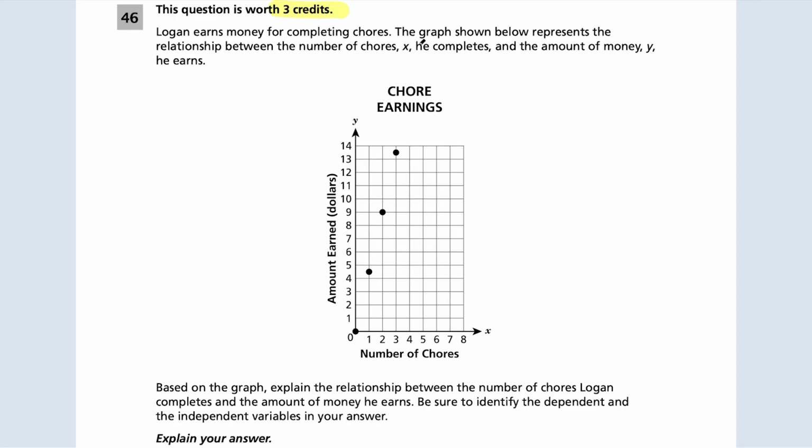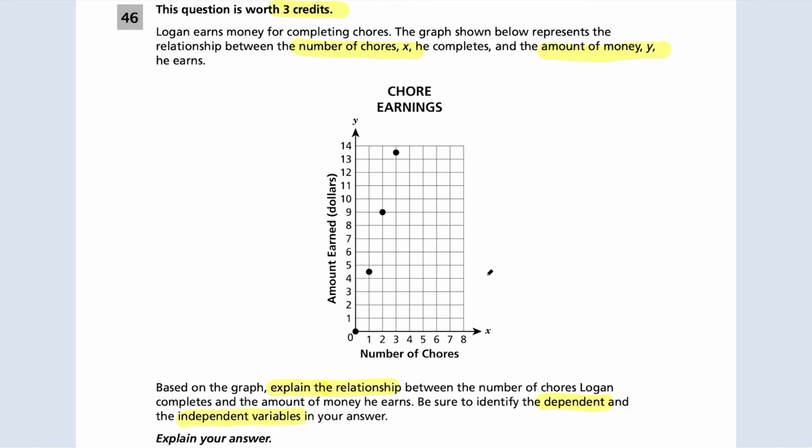We have Logan earns money for completing chores, and the graph shown below represents the relationship between the number of chores X he completes and the amount of money Y he earns. Based on the graph, we need to explain the relationship between the number of chores Logan completes and the amount of money he earns. And we have to be sure to identify the dependent and independent variables in our answer.